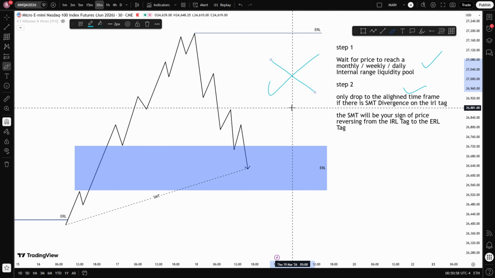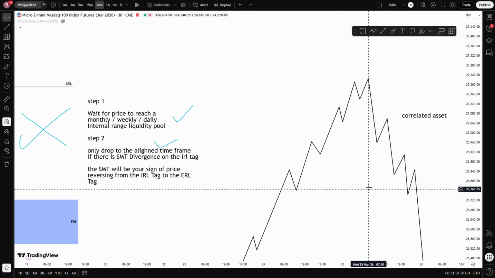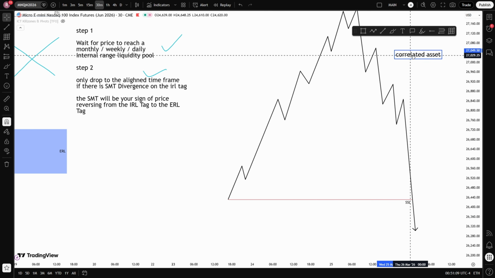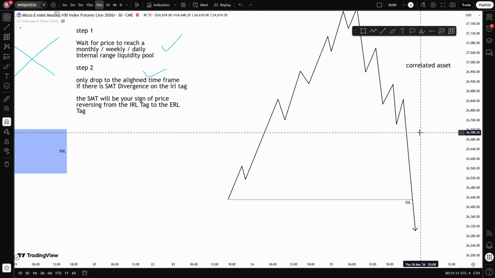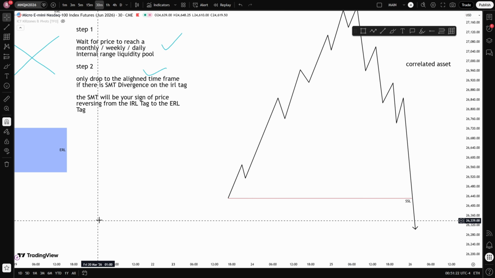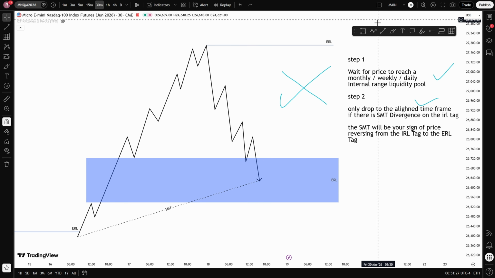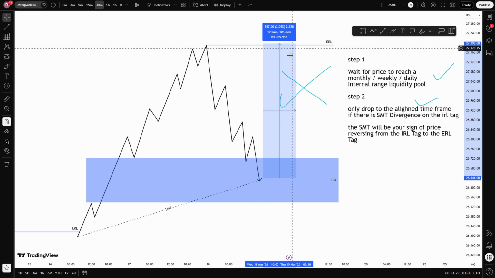What SMT is really showing is the difference in strength between correlated assets. For example, if I'm focused on one asset and it comes into a key internal zone, I'll compare it with a correlated asset. If the asset I'm watching respects a low, while the correlated one breaks that same level and runs liquidity, that tells me something important. It shows strength in the asset I want to trade and weakness in the other one. That imbalance between the two is a strong indication that a smart money reversal is about to take place.